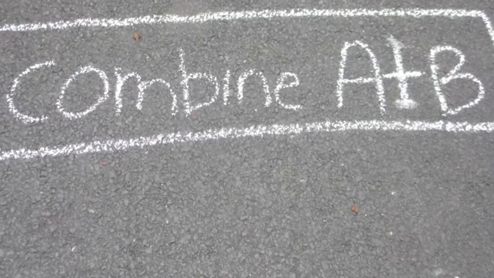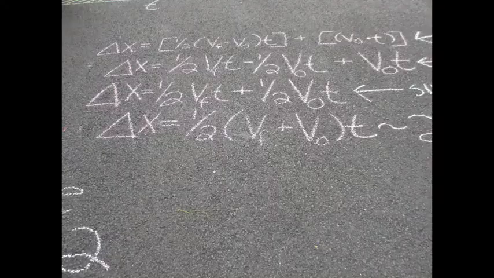Now combine both derived equations. When you combine both equations A and B, first you combine them, then you distribute, then you simplify, and then you have your second kinematic equation, which is change in position equals half of the quantity of initial velocity plus final velocity multiplied by time.